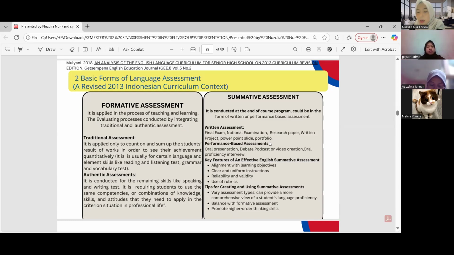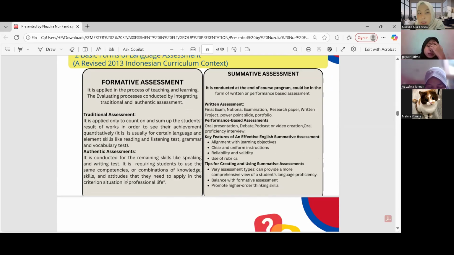And for the performance-based, it can be through oral presentations, daily communication, and then debate, podcast, and so on. And here is for formative assessment. So formative assessment is conducted by authentic assessment. For authentic assessment, it requires students to use their competencies and attitudes in classroom situations.